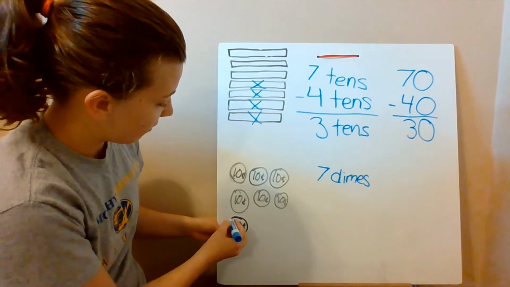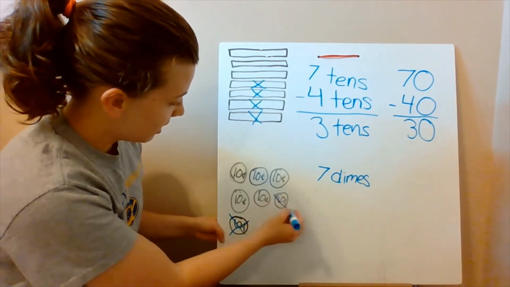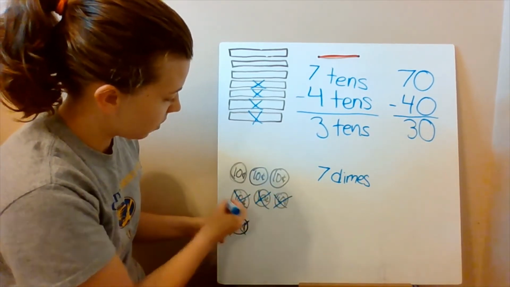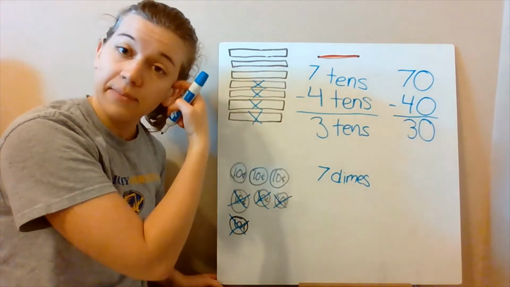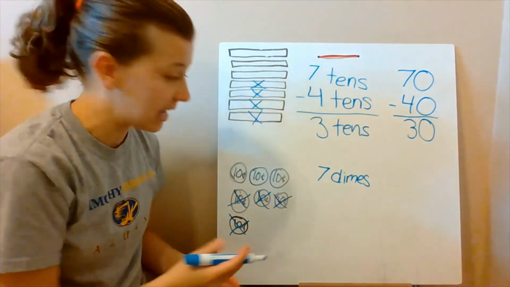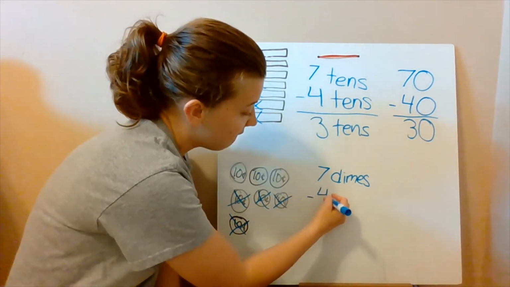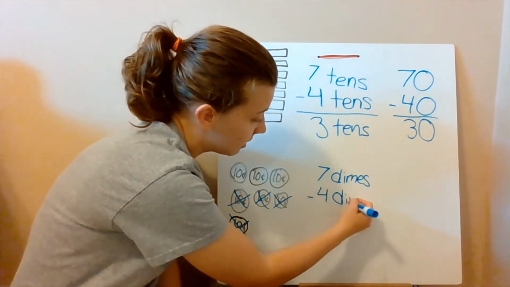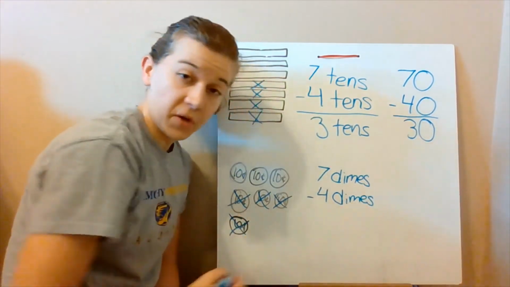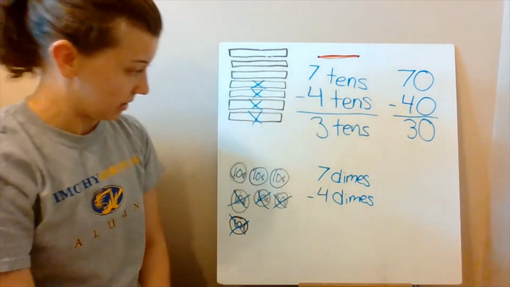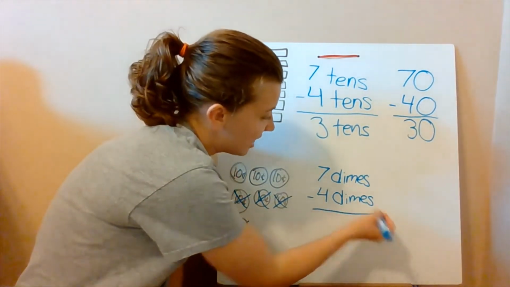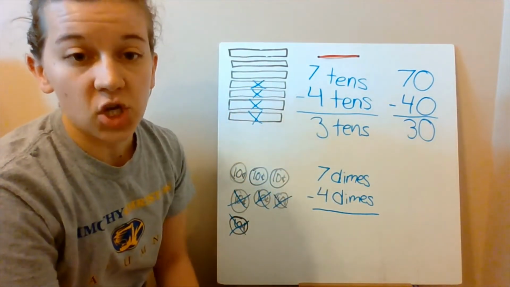So we have to take away 4 dimes. So we're going to cross out 1, 2, 3, 4. So she had 7 dimes. She had to pay 4 dimes for the hats. So 7 dimes minus 4 dimes. This is a very good sale on party hats, I must say. And we're going to have to see, how many dimes does Jacob's mom have left?